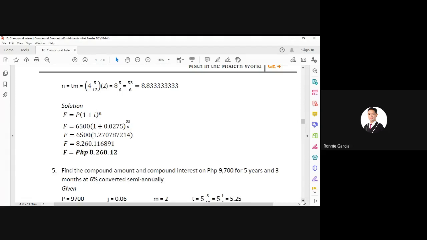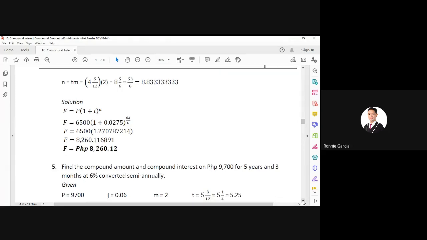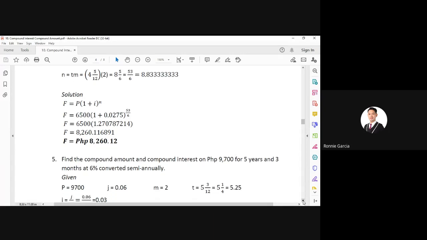So, I will now reveal the answer. The given are 9,700 pesos as principal. The nominal rate is 6%, that is 0.06. Converted semi-annually, it means that the conversion period is 2. T is equal to 5 years and 3 months. So the 5 is already a decimal, and the 3 months, you divide by 12. 3 months out of 12 months in 1 year, 3 divided by 12. Actually, it's a terminating decimal, so it's not long: 0.25. So 0.25 is the value of 3 months in a year. Plus 5 years, so that's 5.25, the term.